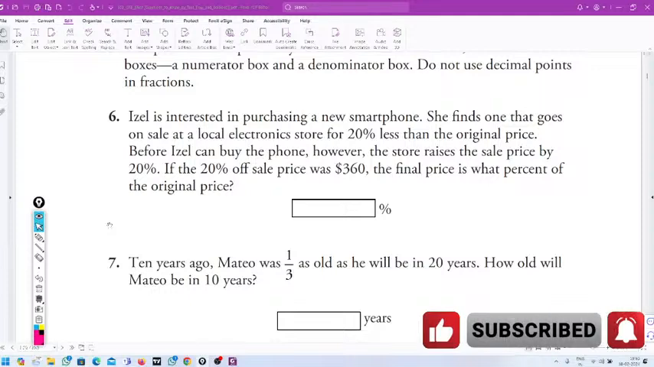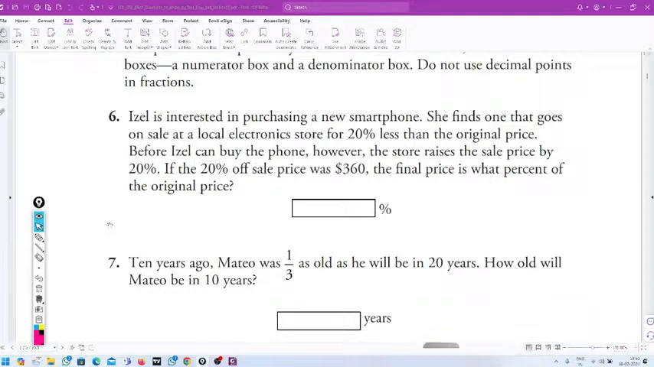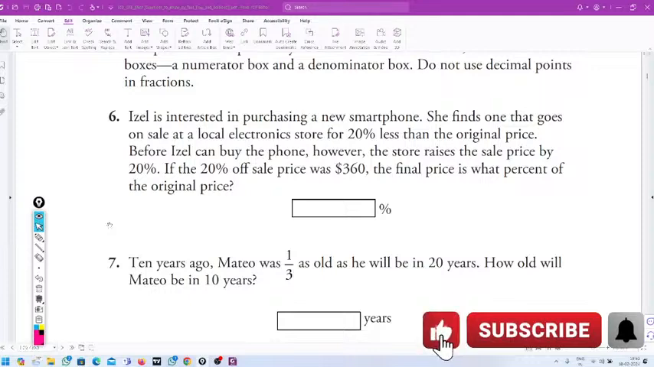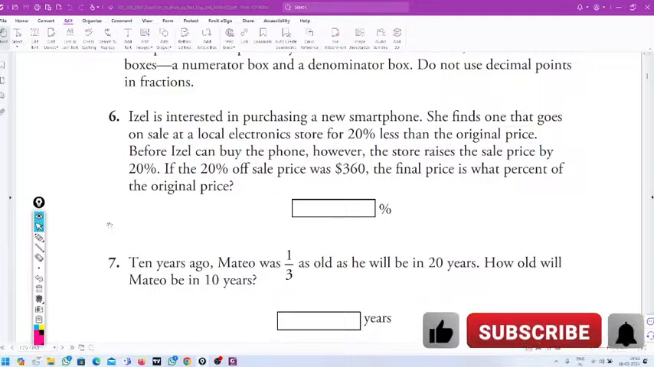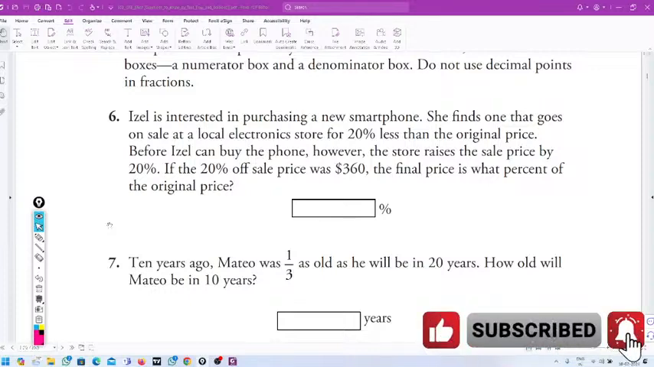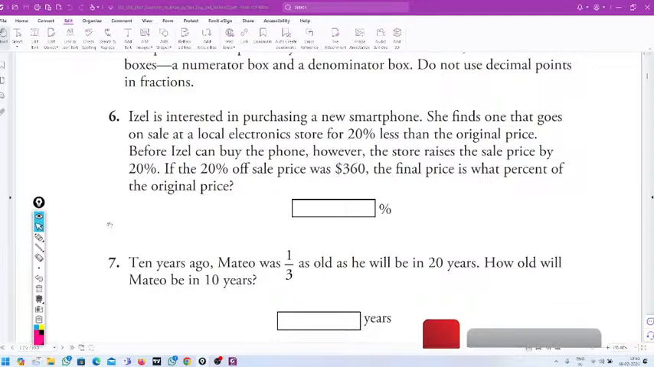Israel is interested in purchasing a new smartphone. She finds one on sale at a local electronic store for 20% less than the original price. Before Israel can buy the phone, however, the store raises the sales price by 20%. If 20% of the sales price is 360, then the final price is what percent of the original price?